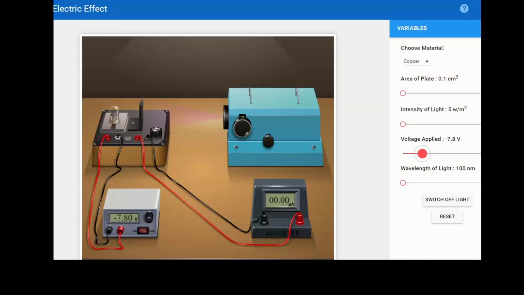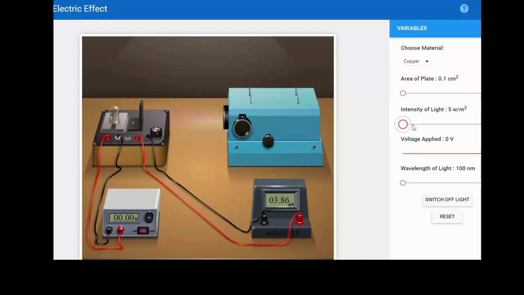Firstly you will make the VI characteristics for one intensity, then make the VI characteristics again with a change of intensity, but your wavelength should be fixed. Take the wavelength fixed, change the intensity of light, and see whether there is a change in the value of this stopping potential. Suppose I have changed the intensity from 5 to 10 now. I have not changed the wavelength, so I will make the VI characteristics again, starting from 0. You see, at 5 watt per meter square, your current was 3.86.